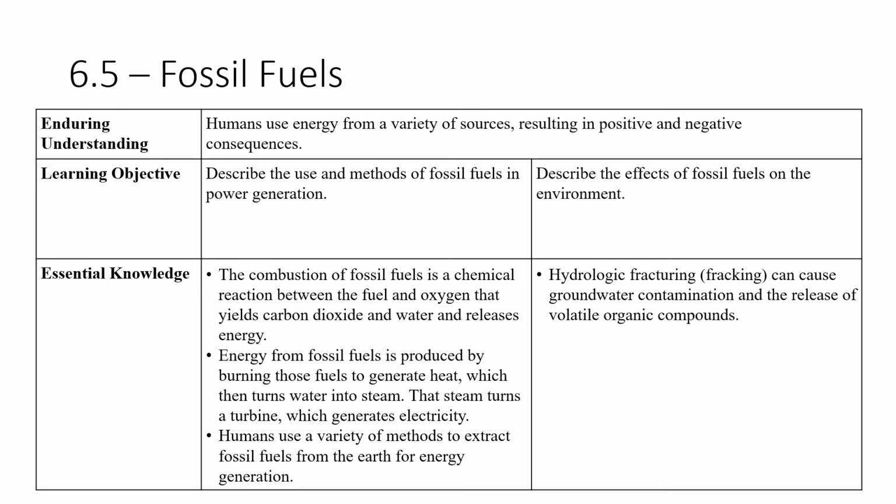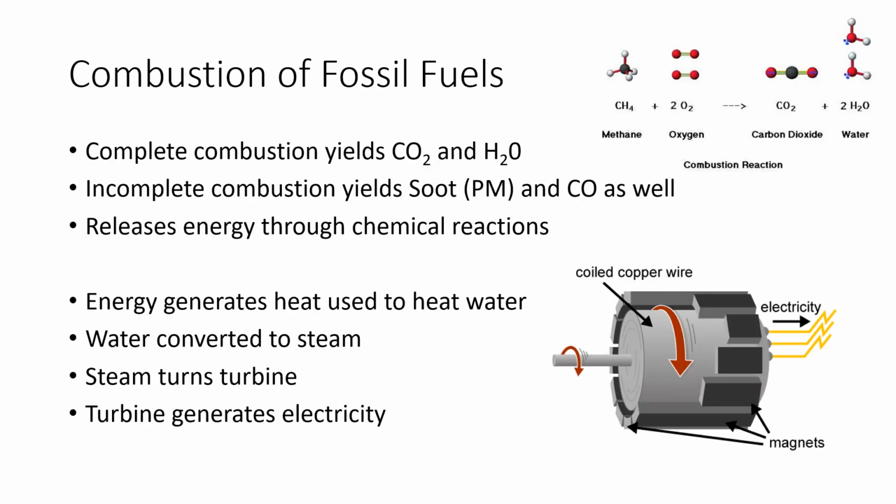So that's really an overview of fossil fuels. Now, some more about getting into the depth of how fossil fuels actually work for us. We are combusting fossil fuels, so we are adding oxygen to an organic compound. In this example, it's methane, but it could be the carbon source of coal or oil, whatever it may be. We're adding oxygen, and we're getting carbon dioxide and water out of it. This releases energy through these chemical reactions.